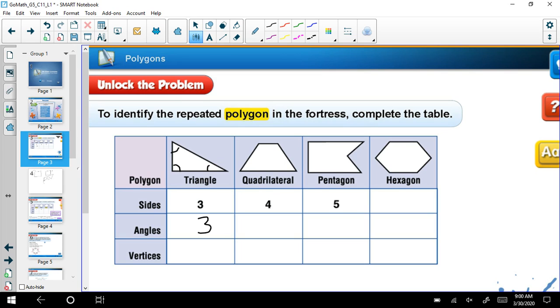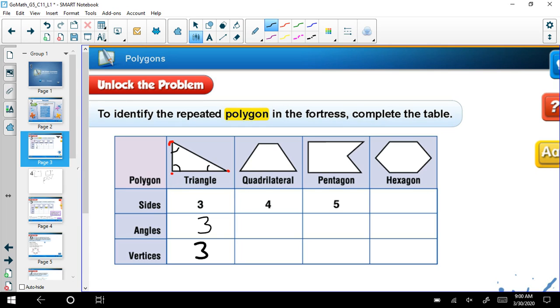Now, vertices are where our sides meet to form a point. It's kind of like the outside part of our angle. So our triangle, in addition to having 3 sides and 3 angles, also has 3 vertices. Basically, any place that there's an angle, there's going to be a vertex to go along with it.